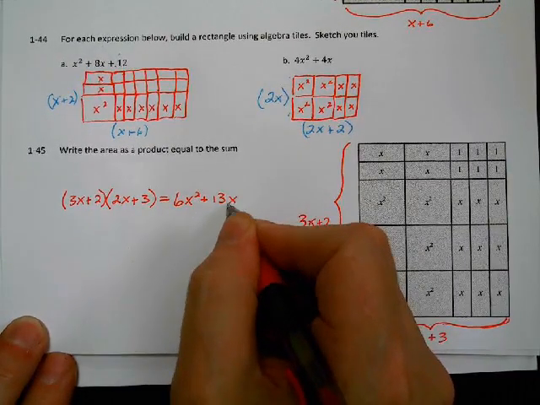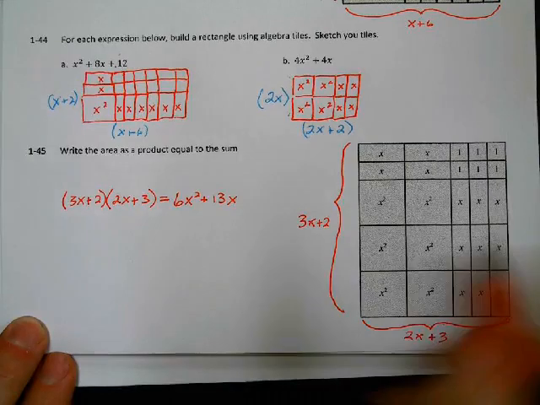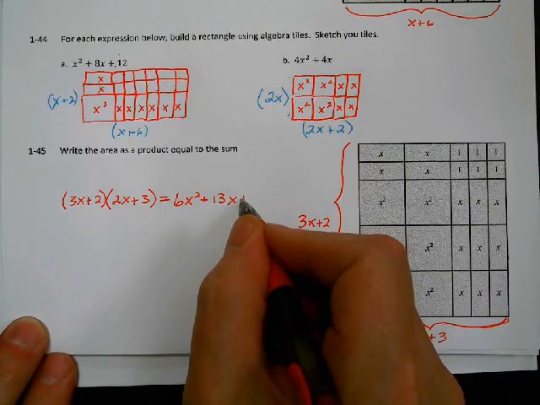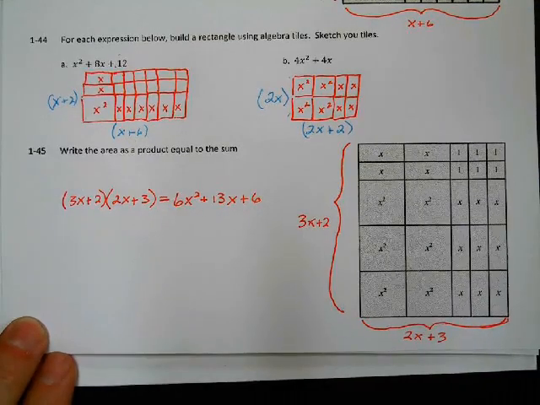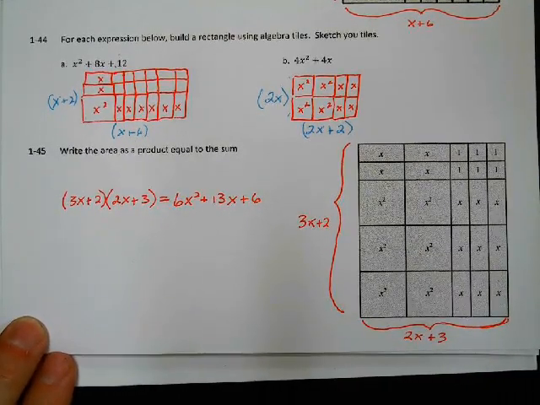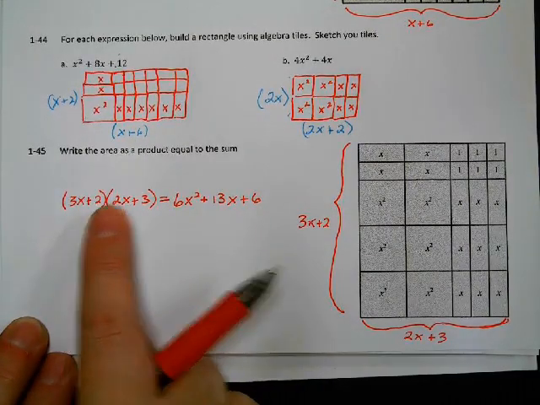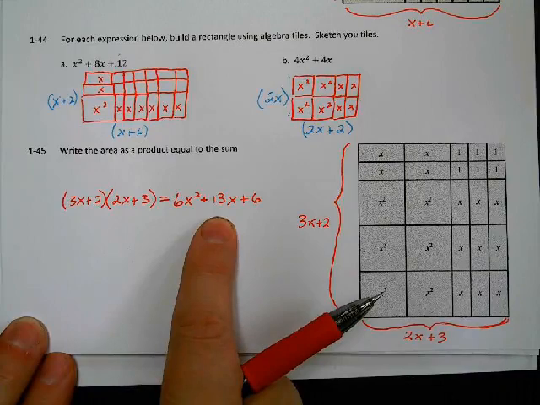And then what do I have left over here? 1, 2, 3, 4, 5, 6. I've got 6 more. So these are both ways to show the area. This is how you can show the area as a product, two things being multiplied. This is how you can show the area as a sum. All right, back page, almost done.